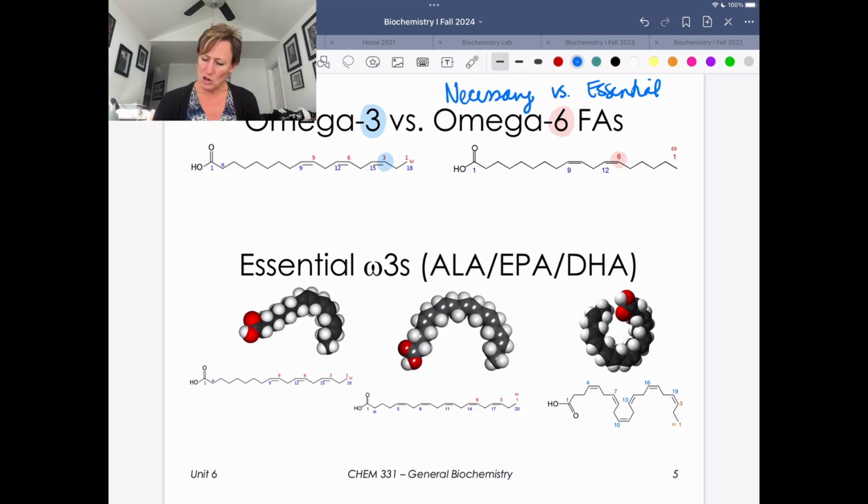Remember that omega is the last letter in the Greek alphabet. So we're talking about how many carbon atoms in from the end of the molecule we have our double bond. I'm going to leave a little space in the middle here because one of the things we will talk about biologically is what's an important ratio to have of these different classes of fats in our body, the ratio between omega-3 and omega-6 fatty acids.